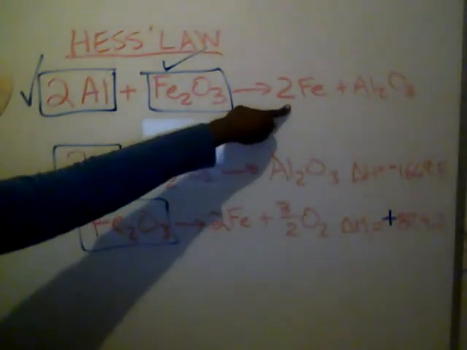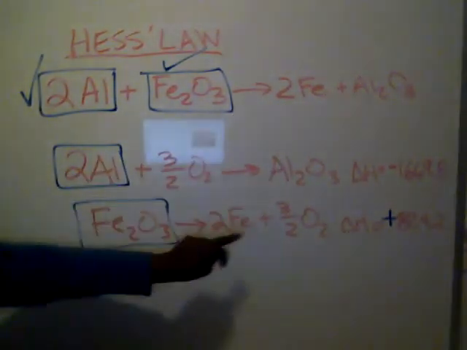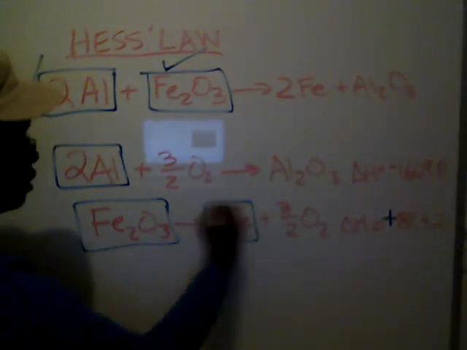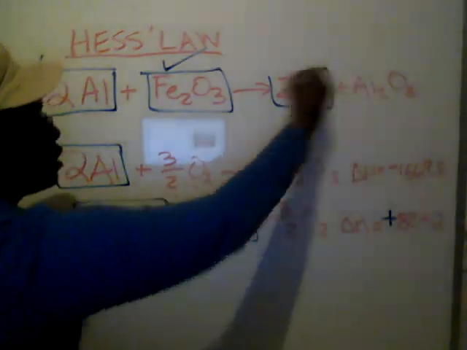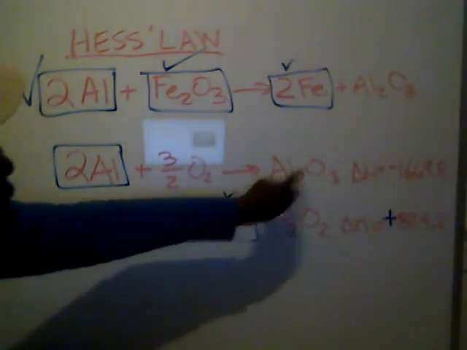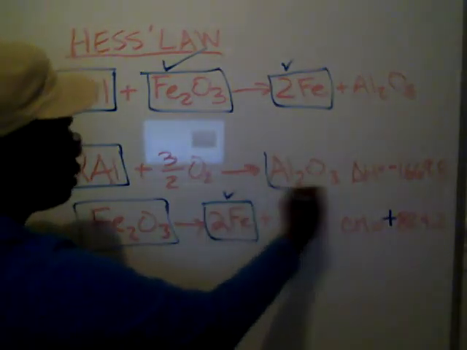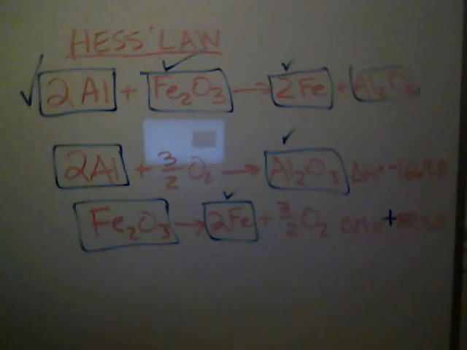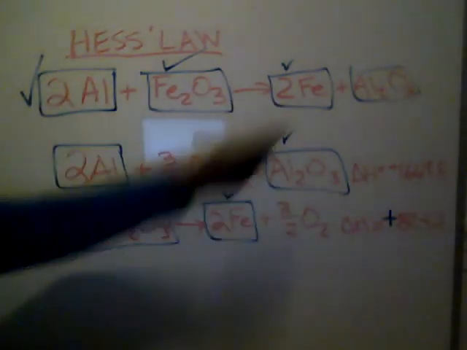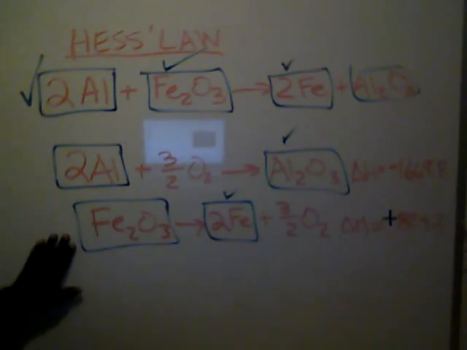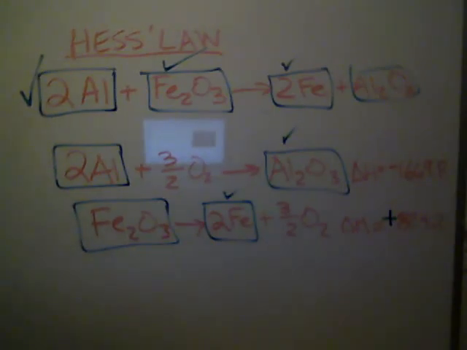Okay, so moving along. In our final equation, we need iron to be on the right. We actually have it on the right of the arrow, so that's also fine. And then aluminum, we need it on the right. We already have it on the right, so that's fine also. So we've already accounted for everything in our final equation. We don't need to change this top step. We don't need to change this bottom step. The only thing that we have to do at this point is to add the two equations together.